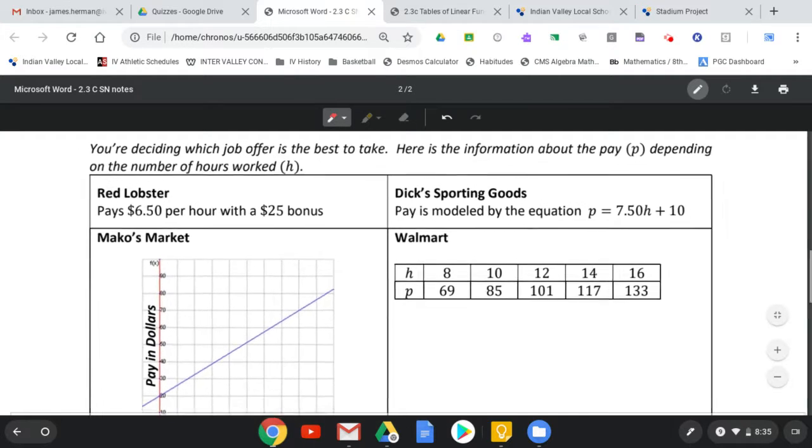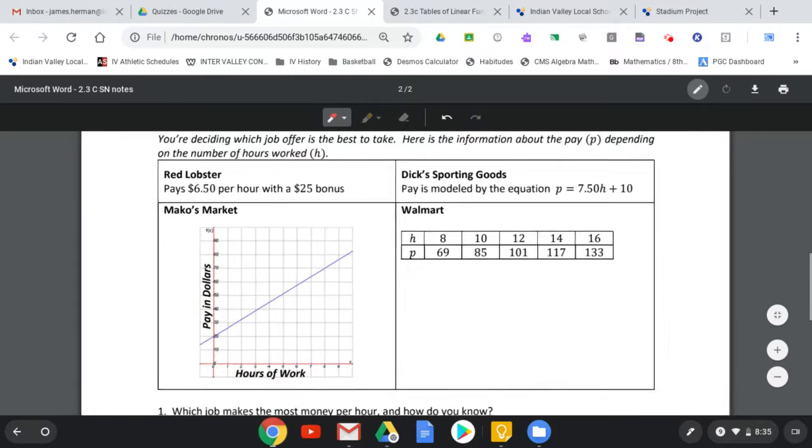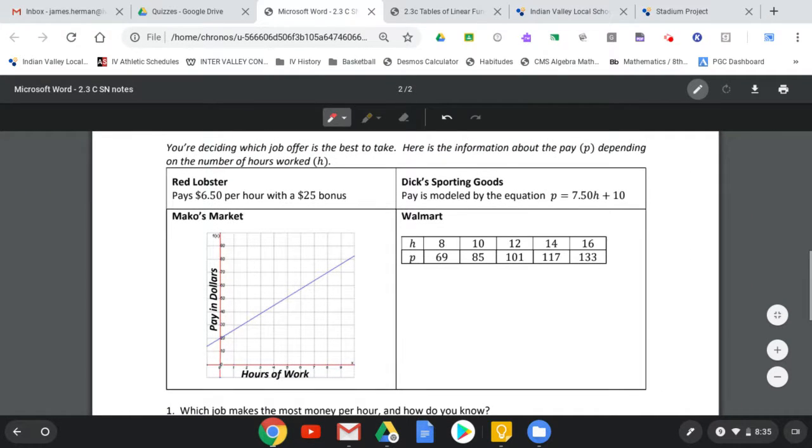So here we have a situation. You're deciding which job offer is the best to take. Here's the information about the pay, depending on the number of hours worked. Okay, so let's take all four of these situations now and turn them into equations. Can we do that? We need two things. What are they?